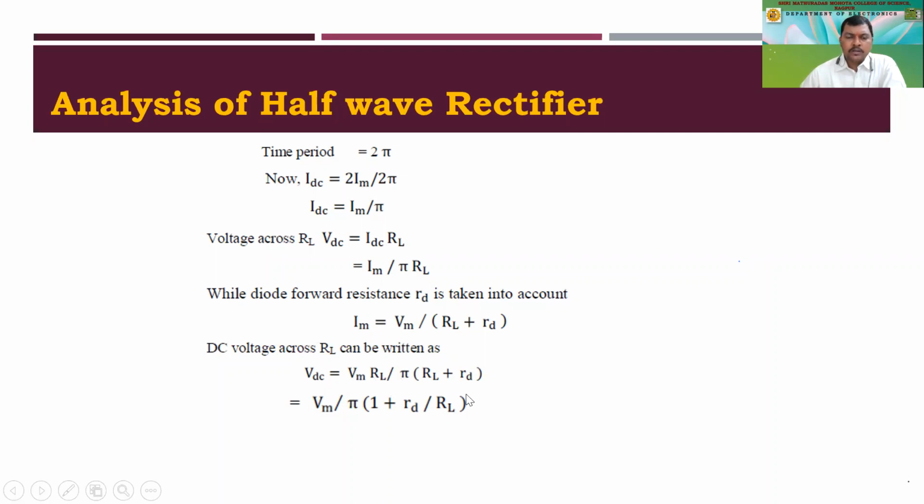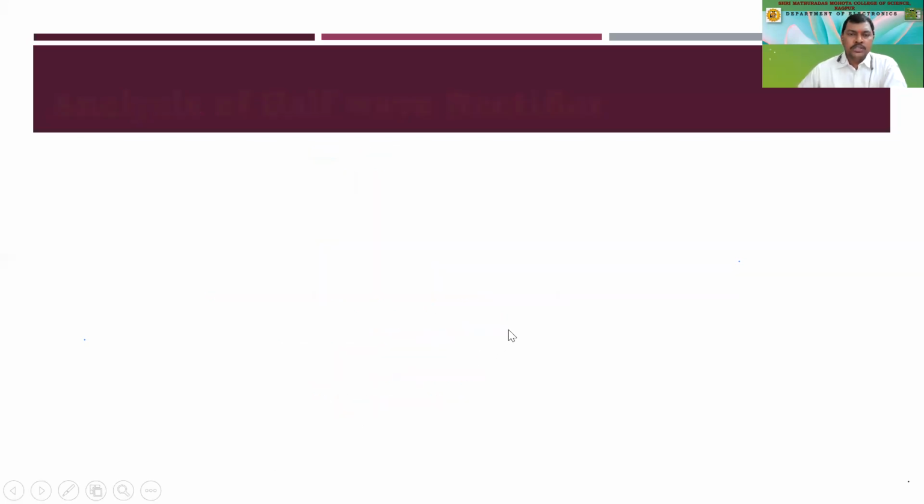If you further solve it, we can take Vm by pi as common. So we'll be having 1 plus Rd by RL, right? So Vm by pi into 1 plus Rd by RL will be the equation for VDC. If you take Rd as very negligible, Rd by RL will be very small, so the factor remains equal to 1, and therefore VDC will be equal to Vm by pi. So this is the equation for the DC voltage.